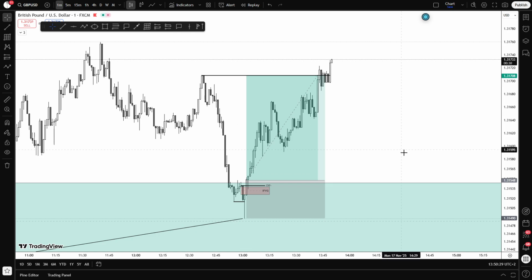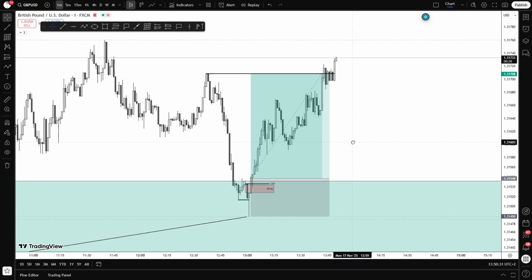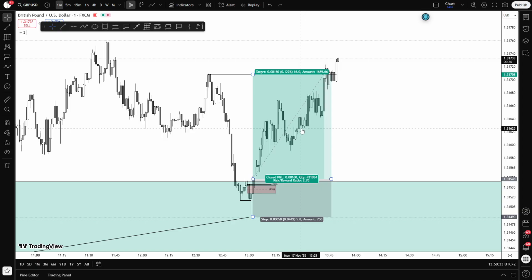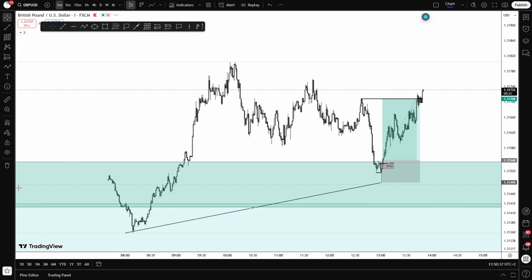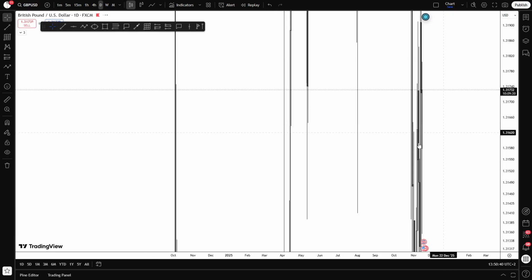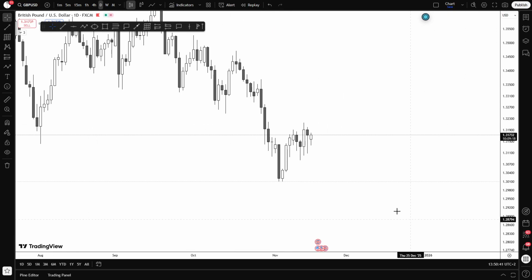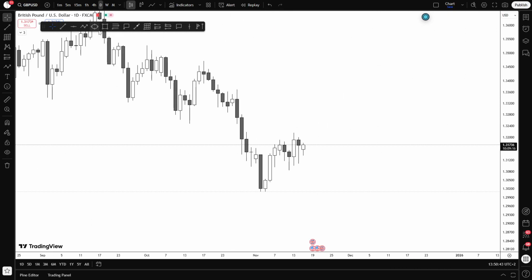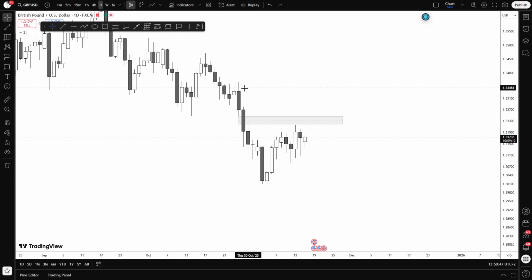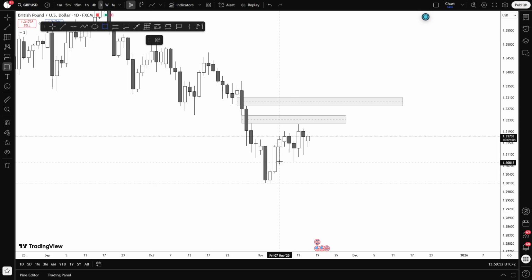Hello everyone, I just want to take you through this Great British Pound US dollar trade this afternoon and how I came to this buy. So let's start on the daily. Now, to get initial daily bias, what I can do is plot out our daily fair value gaps. So we have our fair value gap here. Here is our internal liquidity, you could call it.